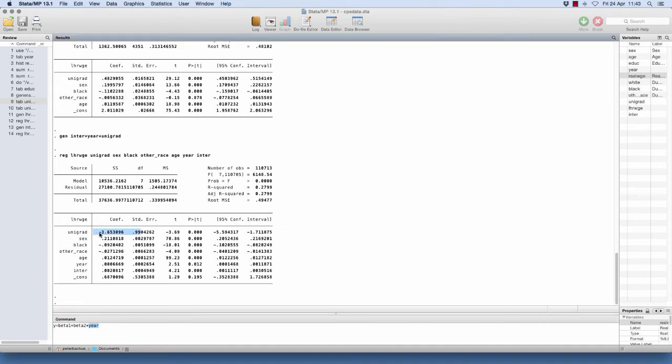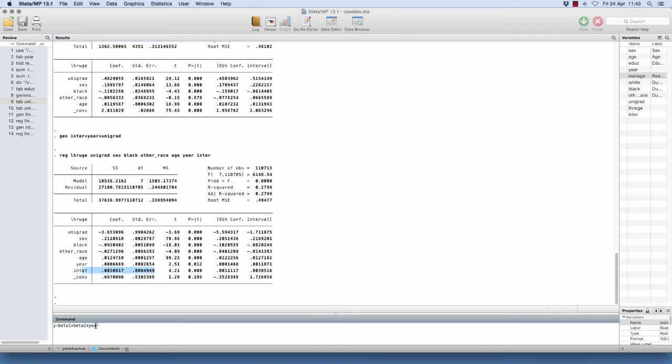So we can't interpret this coefficient by itself. This doesn't mean unigrads earn 365% less than non-unigrad. We can't interpret that by itself, because the effect of unigrad depends on this coefficient and on this coefficient. And you see that as you increase year, you increase the returns to education. So this is telling us returns to education have been increasing.